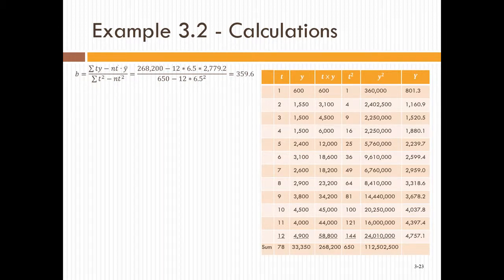My denominator is going to be the sum of the t squareds. So I'm going to add up all of these. That's going to give me 650, minus the number of time periods, which is 12, times my t squared, which is going to be 6.5 squared. I think that should be the average. You can just barely see that average sign right there, which means the average of that. Here are our t squareds, and we're taking the average of that. So 650 divided by 12 is going to give us the 6.5.